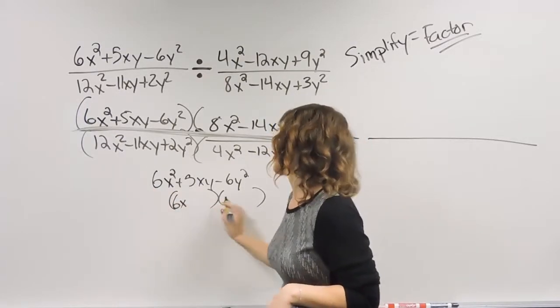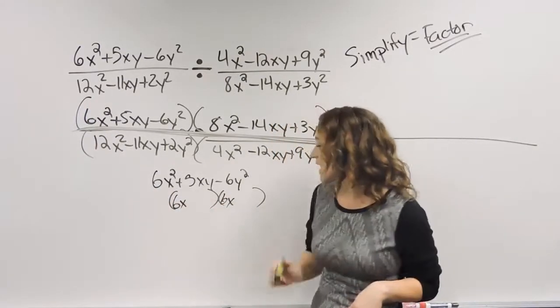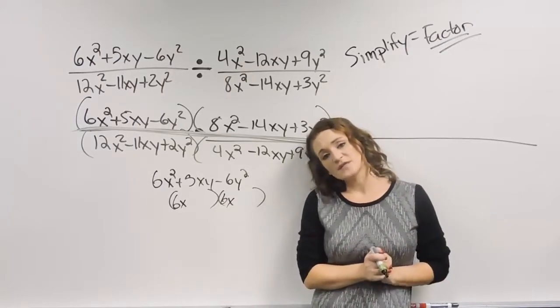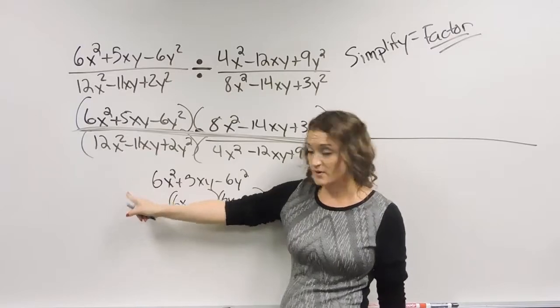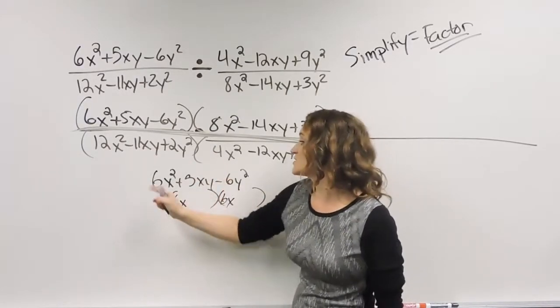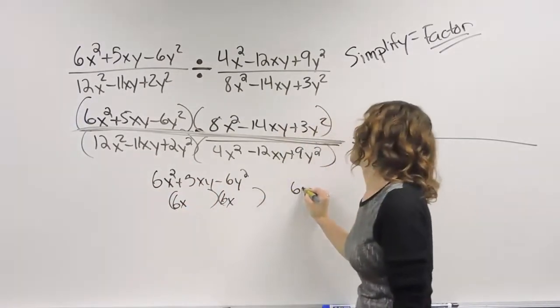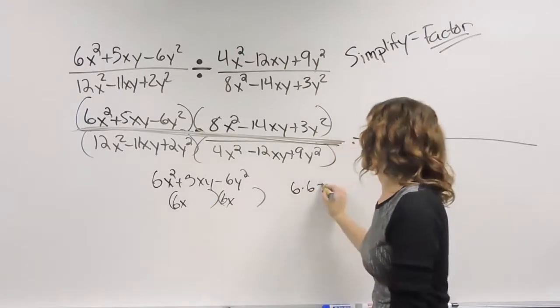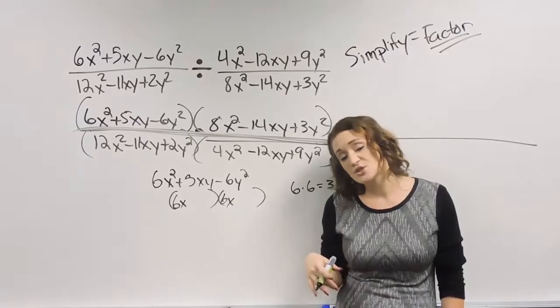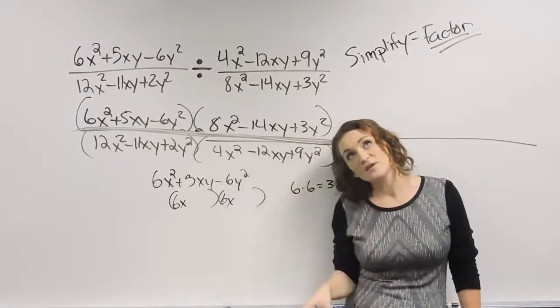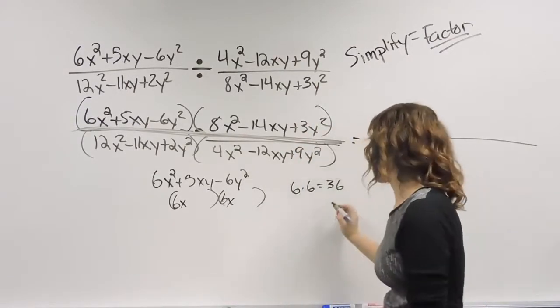So 6x, 6x. Then the second part of no fuss factoring says to multiply the first times the last. The first number times the last number. So here that would give me a 6 times a 6. Now 6 times 6 is 36. So I need to list everything that's going to multiply to get 36.